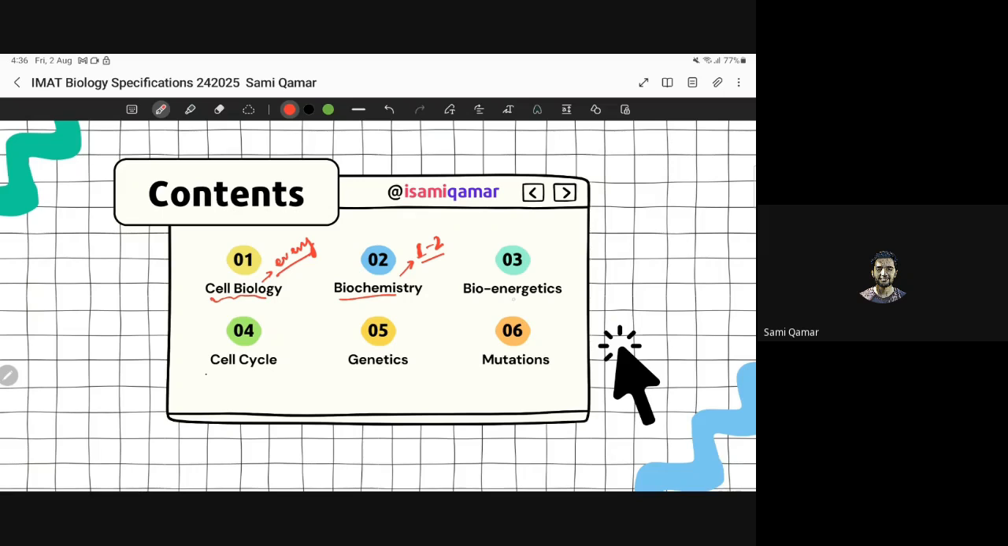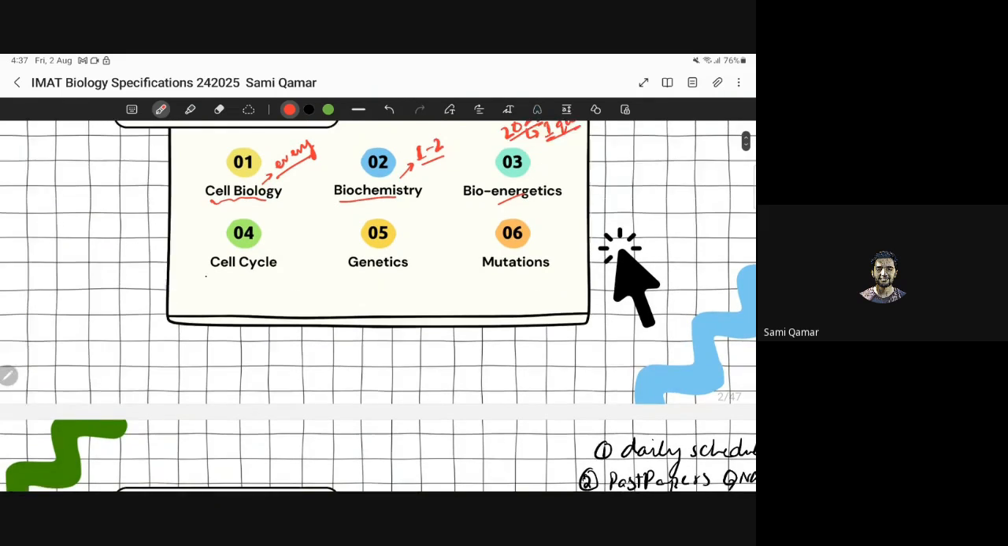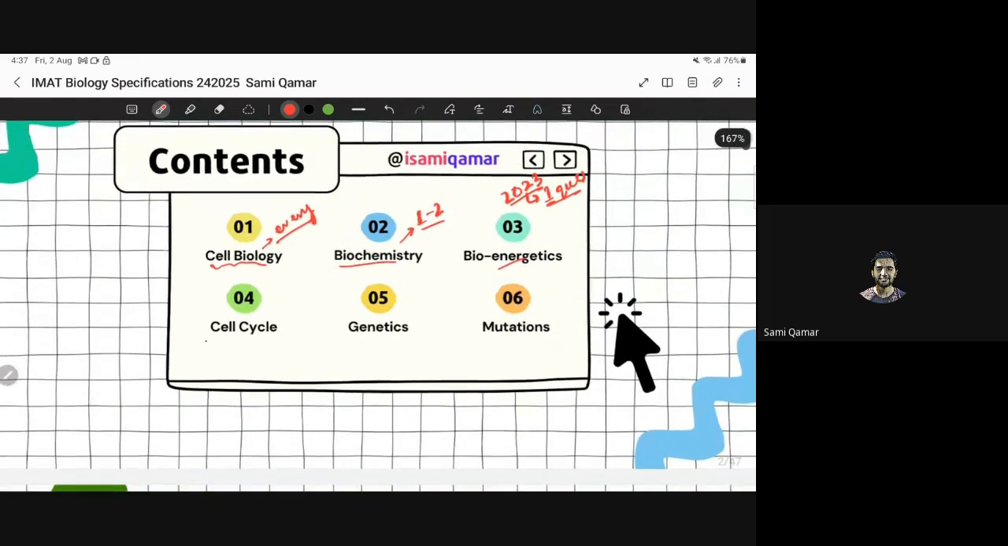Bioenergetics is a very good chapter. Although most students fear it because it has the Krebs cycle, the electron transport chain, and other things, and they think it is a hard chapter, no, it's a very easy chapter. Bioenergetics is important because cellular respiration is very important: glycolysis and all its steps, then the Krebs cycle, then the electron transport chain. In 2023 there was one question from bioenergetics in biology. So now you can understand how important it is.